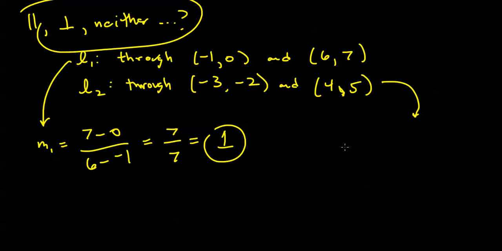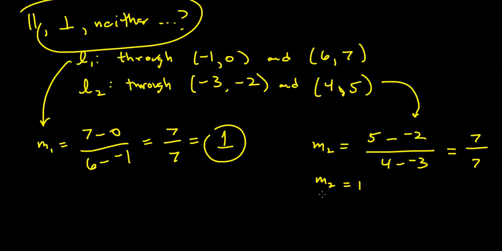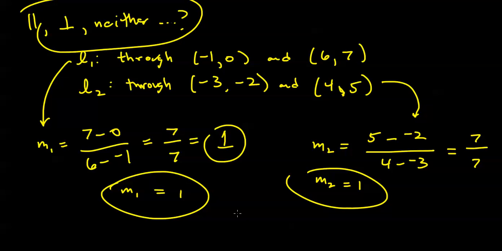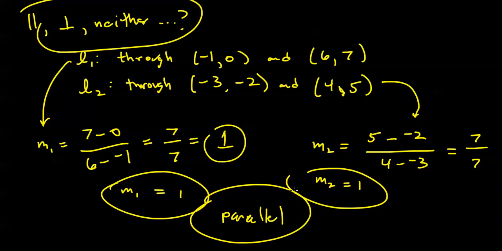Alright, let's compute the slope of line 2. And then we'll make a judgment. y2 minus y1 over x2 minus x1. 5 minus minus 2 is 7 on top. 4 minus minus 3 is 7 on the bottom. And the slope here is also 1. Well, if line 1 has a slope of 1 and line 2 also has a slope of 1, the slopes are the same and the lines must be parallel. Parallel lines have equal slopes. Okay?